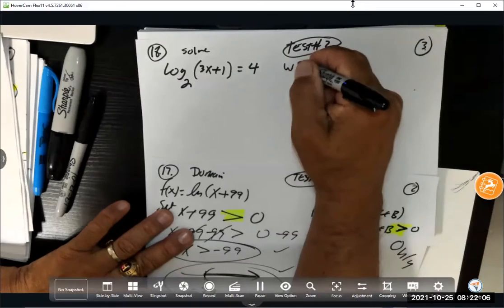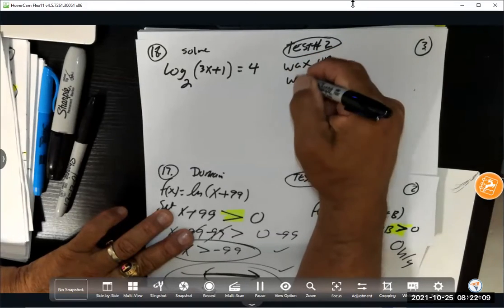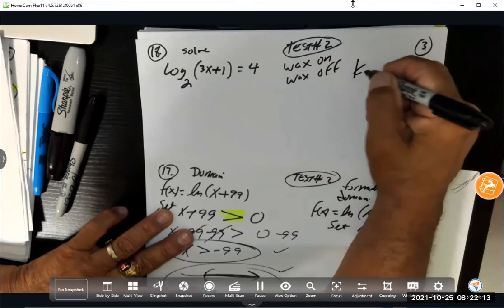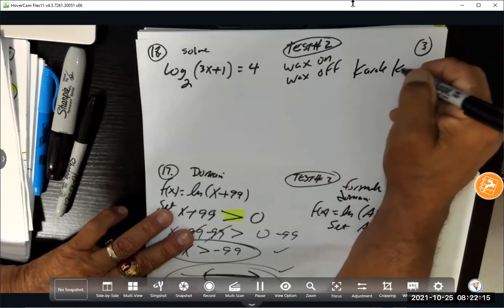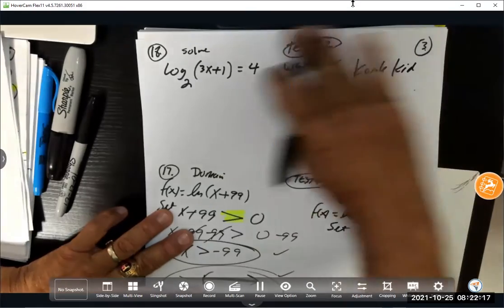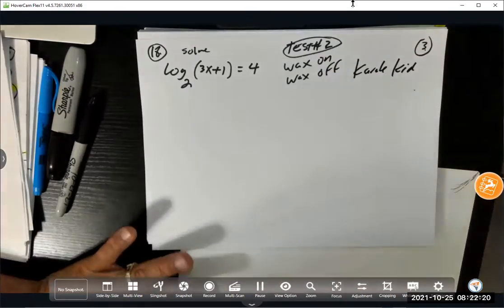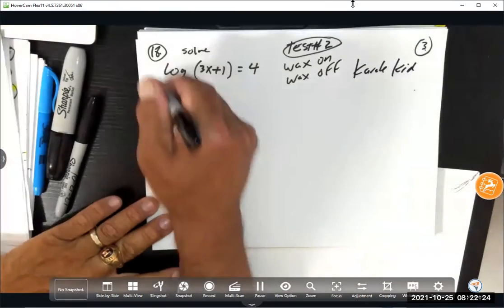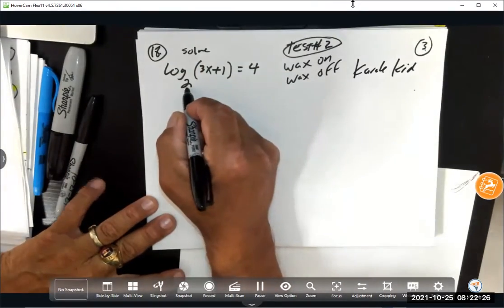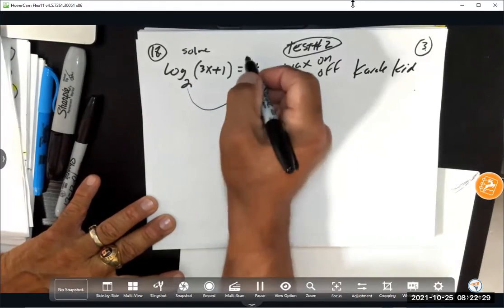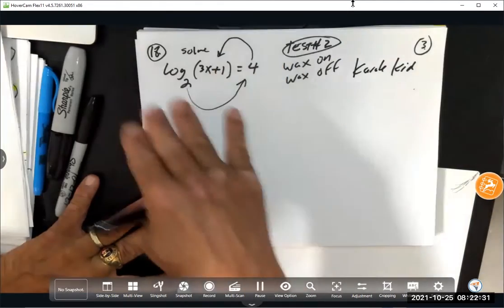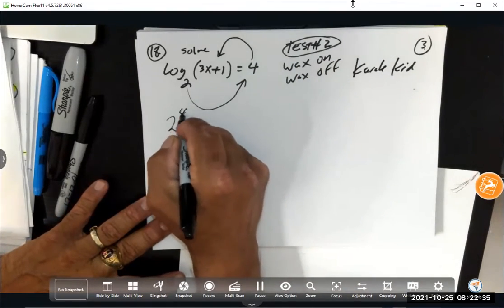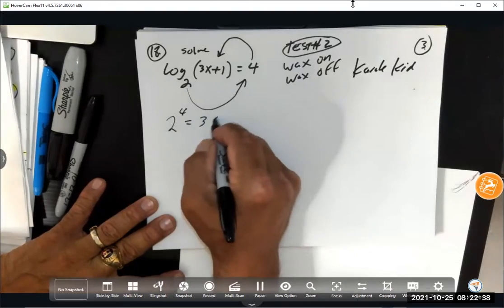Okay, so now I told you to call it wax on, wax off. We're just going to call it that. Okay, wax on, wax off. This is from Karate Kid. Wax on, wax off. So that means that you need to rewrite it from the logarithm form to the power form or exponential. So you're going to go this number to this power has to be this answer in here. It's like a circle like that. So 2 to the power of 4 has to equal 3x plus 1.